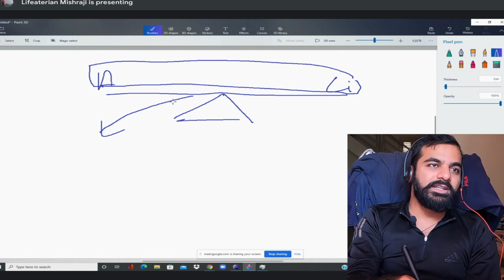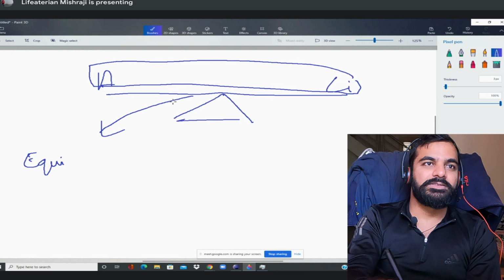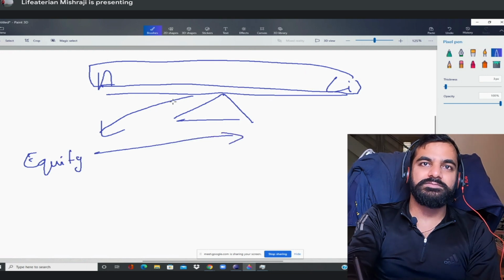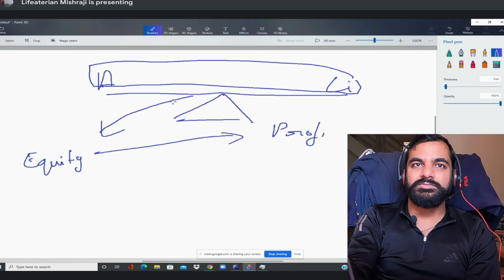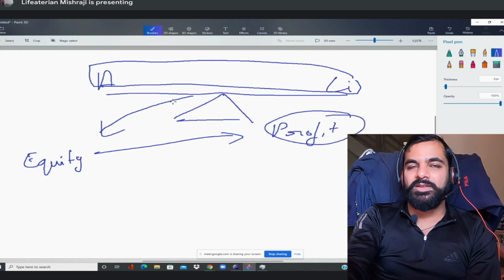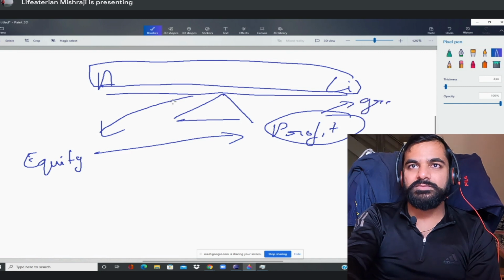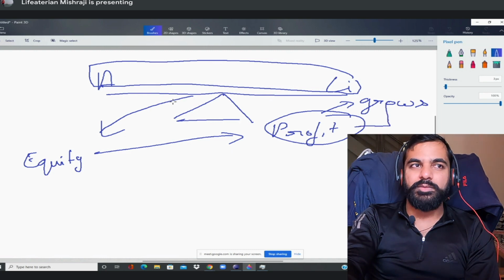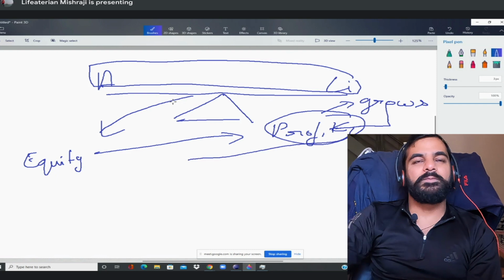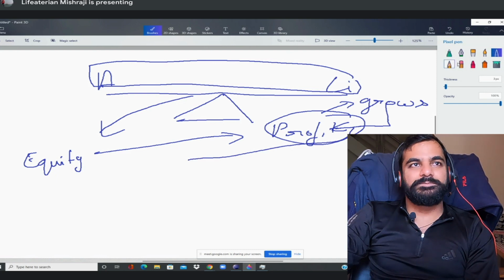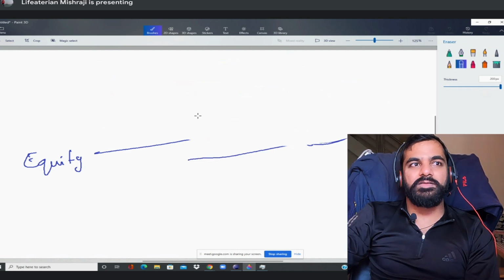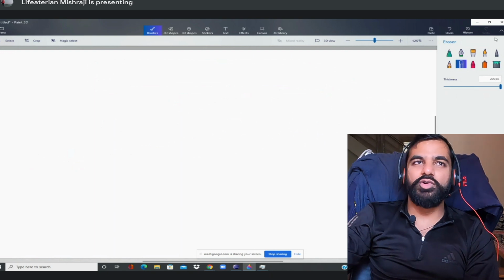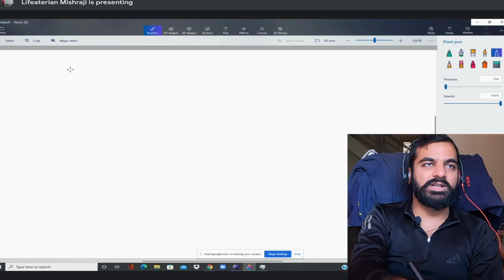So equity, why do you invest in a company? To get profit. Correct. And when will you get profit? When the company grows. And if the company grows, automatically that profit will be coming back to the company again. So there's one thing that will happen. It's again the shareholders who decide who are the board members, the management of the company.